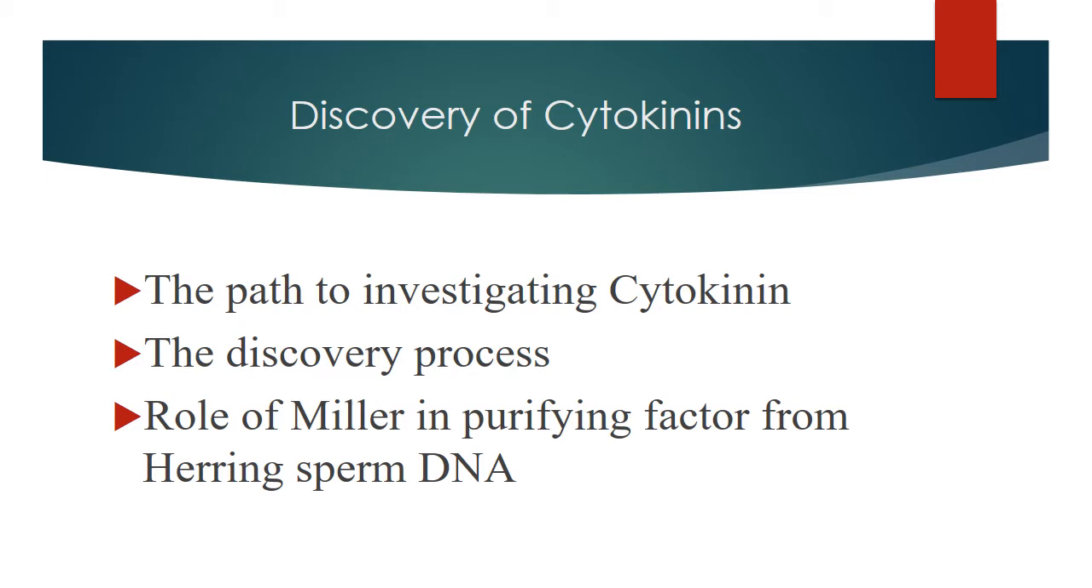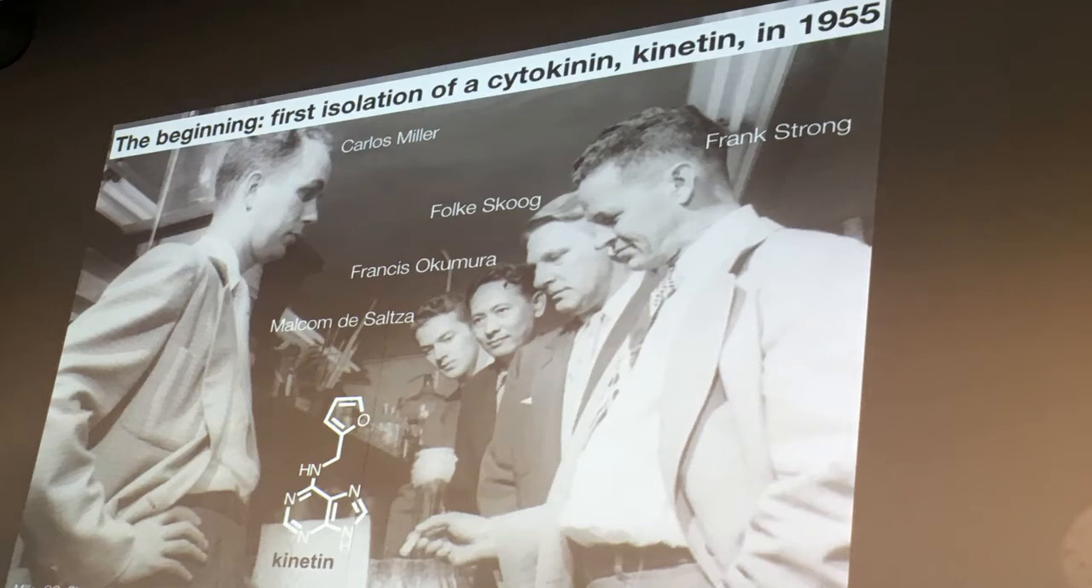Now, this story tells us that the yeast extract, the coconut milk, or the herring sperm DNA all had the factor that induced the formation of shoots, and the factor was found to be N6 derivatives of adenine. Here we can see the picture of Carlos Miller, Frank Strong, Folke Skoog, Francis Okumura, and Malcolm Strong. And it was the beginning for the first isolation of a cytokinin, kinetin, in 1955. This team had worked on tissue culture a lot in the 1950s.